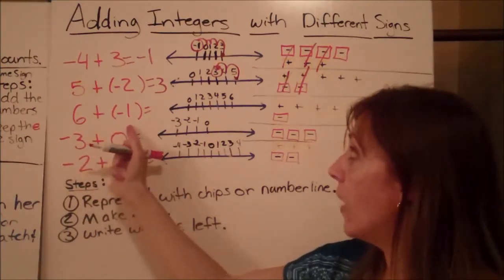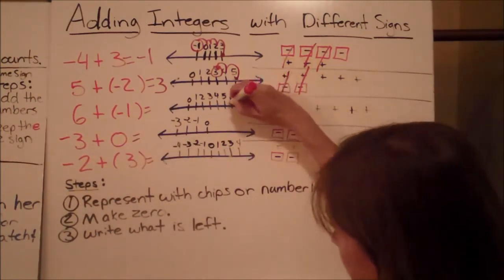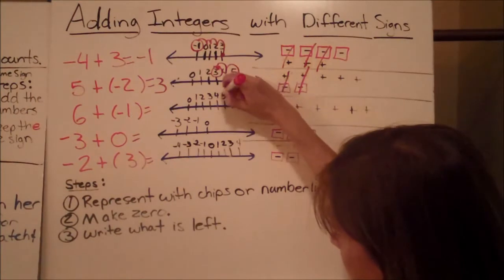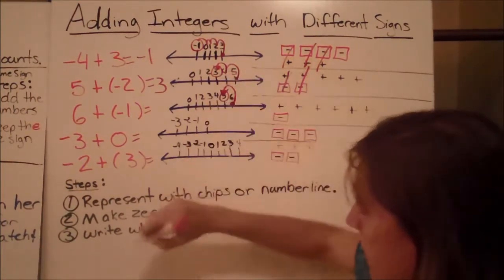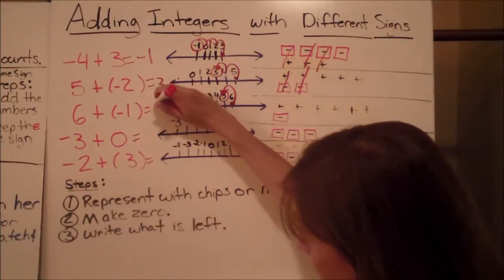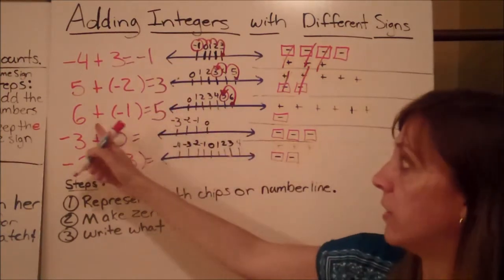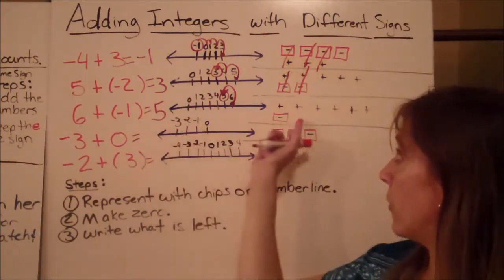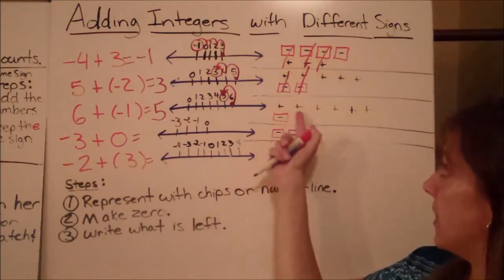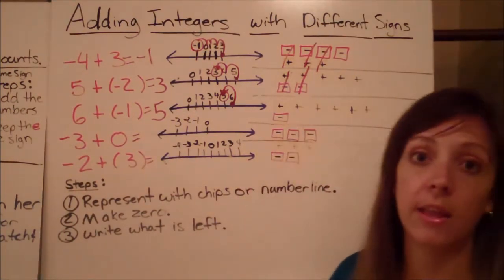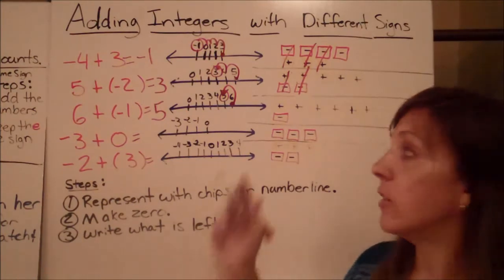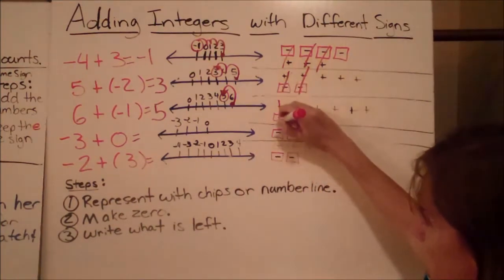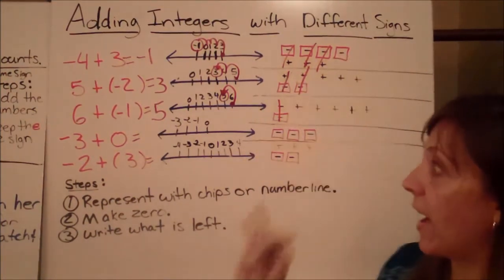6 plus negative 1. I'll start at 6. I'll move 1 in a negative direction, and I end up at 5. Again, the 6 has a greater absolute value, so I know my answer is going to be positive in this case. I go over to my integer chips. I have 6 positive integer chips and 1 negative integer chip. I know that the positive and negative together are going to cancel out, and that's going to leave me with 5 positives.